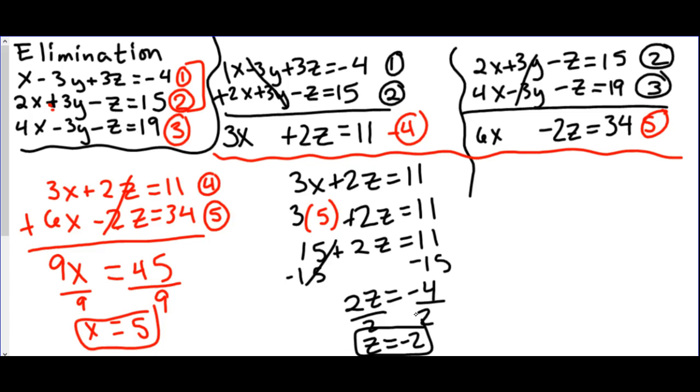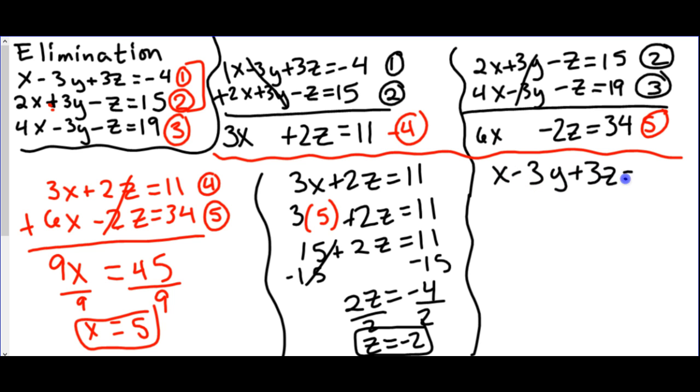Now we just need to solve for the letter y. Now I have to go back to my original equations and choose from either equation 1, 2, or 3. Again, I can pick any of them. It doesn't matter which one I choose. So for our last step, I'm going to pick equation 1. X minus 3y plus 3z equals negative 4. Now I'm going to have to replace both the letter x and the letter z. X was 5. Z is negative 2.